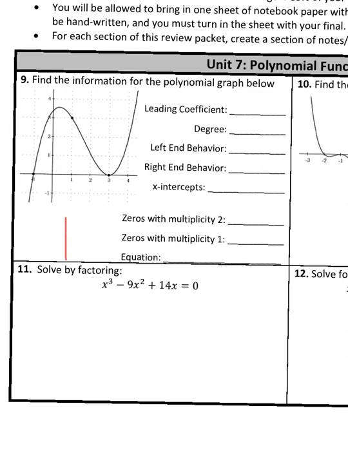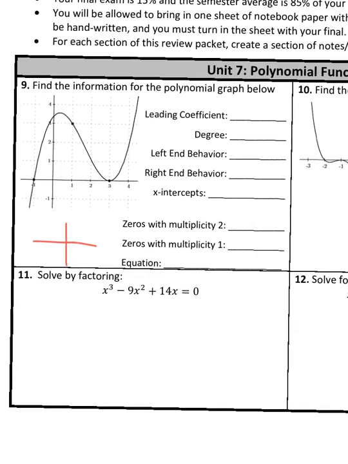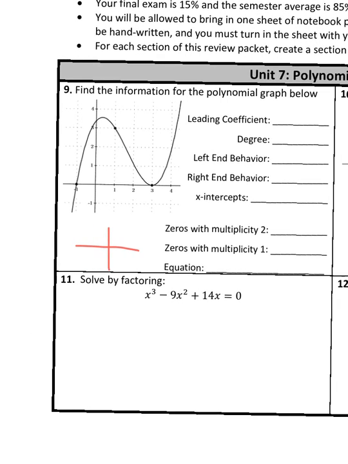It's been a little while since we've seen it, but there's positive, whoops, oh my goodness. Try to move it over here. There we go. There's positive and negative functions, and then there's even and odd.